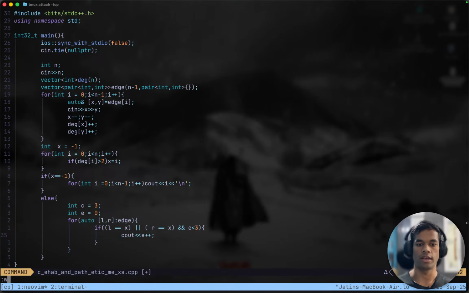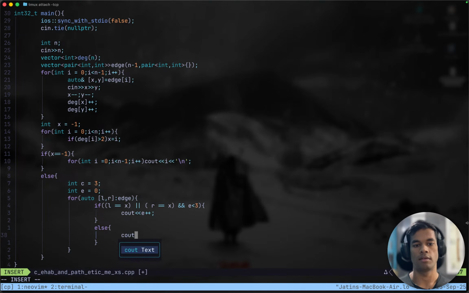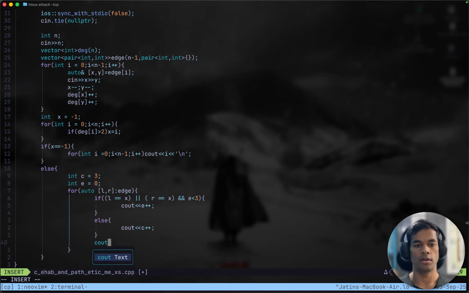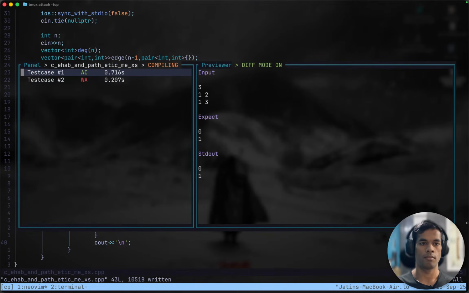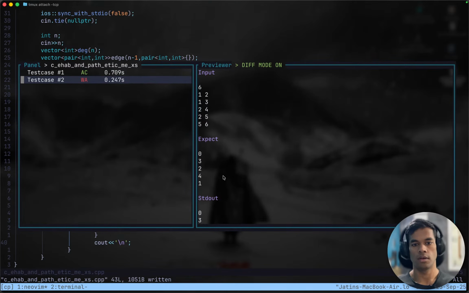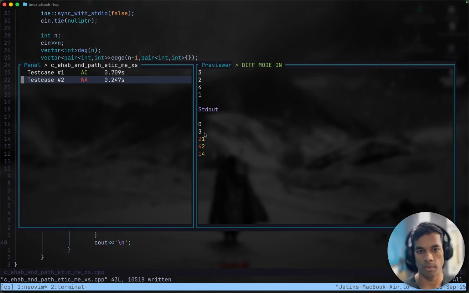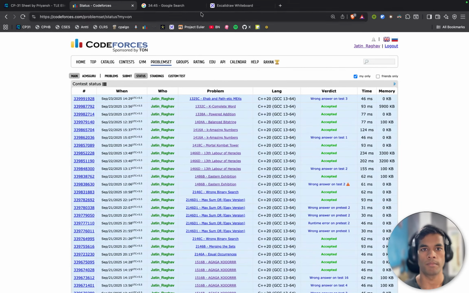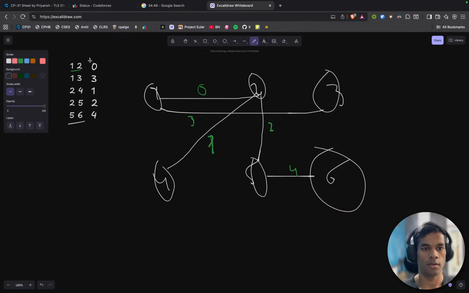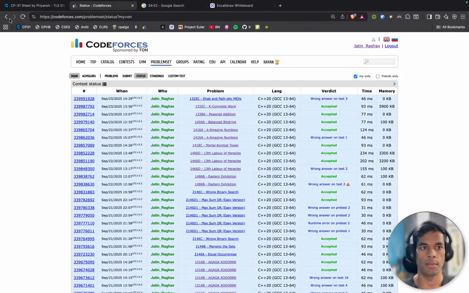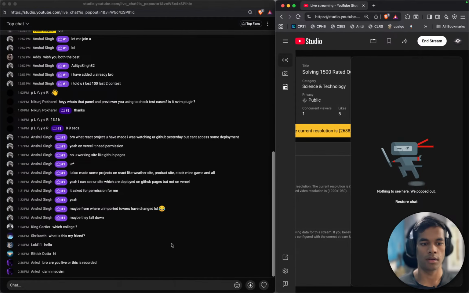My shift is not working. Plus plus. Else, if that is not the case, else cout c plus plus. And we also need a new line no matter what happens. Correct answer there, and should be amazingly right. 0 3 1 2 4. And I believe this should work.